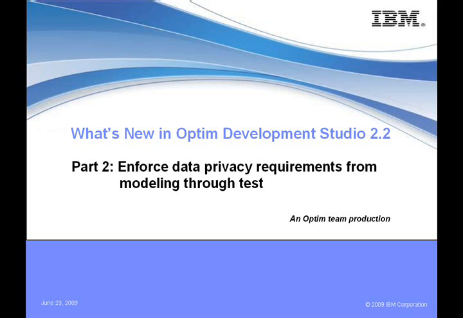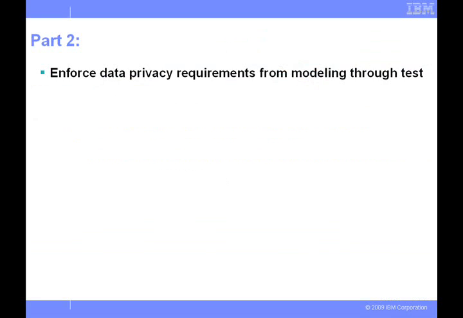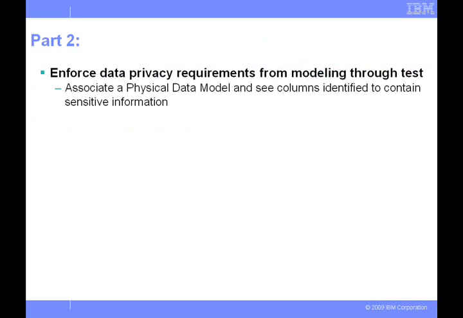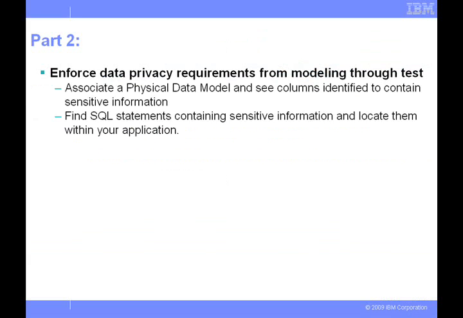In part 2 of this series, we will see how to enforce data privacy requirements from modeling through test. We will learn how sensitive customer information can be safeguarded by masking it when creating databases. We will identify the columns that contain such sensitive information and find the SQL statements within the application.